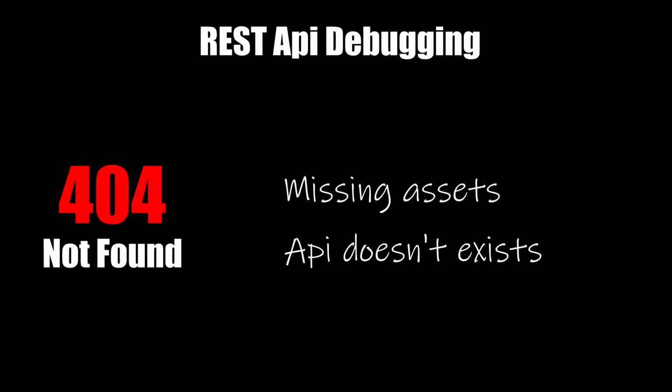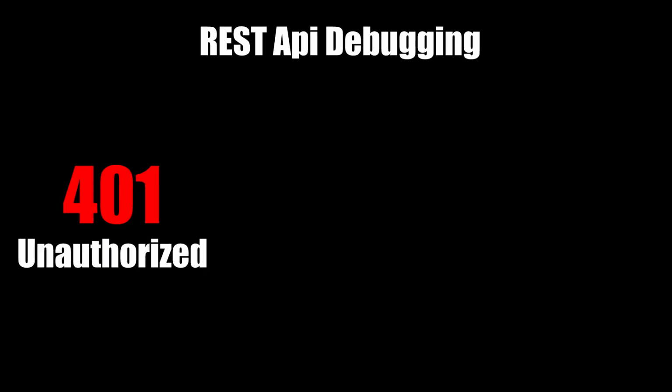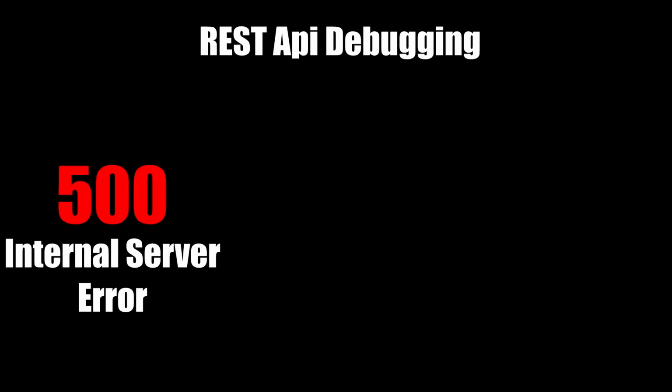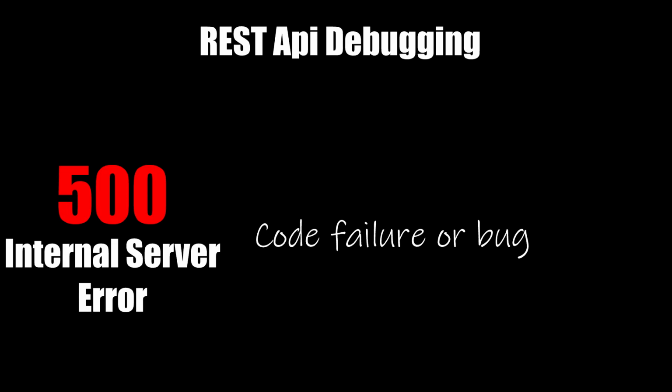In this scenario, you should verify if the asset you are looking for is available and the API you are trying to access is functional. If you get a response of 401, which stands for unauthorized, then you are missing an authorization token or session token, or the tokens are expired. So get the authorization token sorted. If you get a response of 500, which indicates internal server error, then there is some scenario in the code which is failing and is not allowing the application to complete your request.